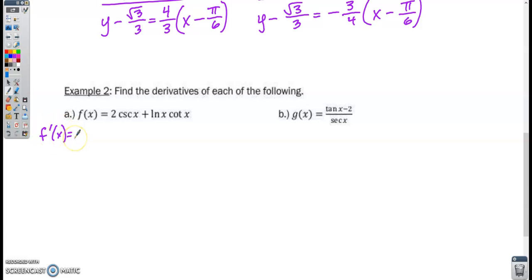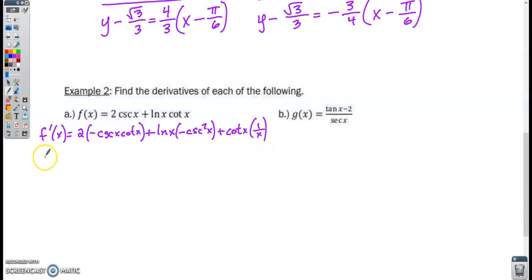So here we go. Derivative of the left side is f prime of x, and on the right side we've got a constant multiple 2 times the derivative of the cosecant of x, which is opposite of cosecant of x cotangent of x. And then to take the derivative of the natural log of x times the cotangent of x, we're going to have to use the product rule. So we've got natural log of x times the derivative of cotangent of x, which is negative cosecant squared of x, plus cotangent of x times the derivative of the natural log of x, which is 1 over x.